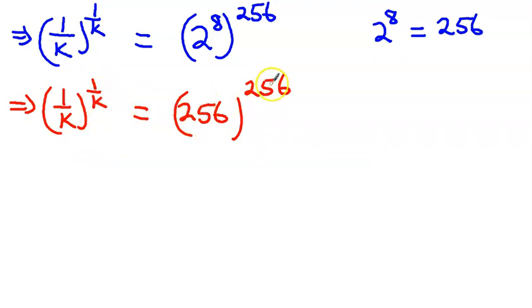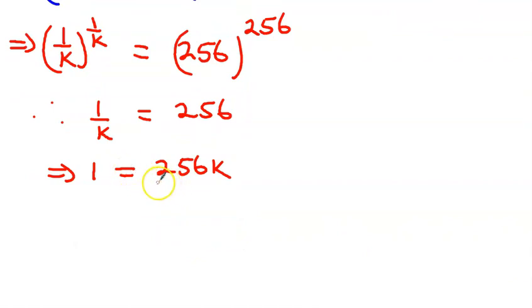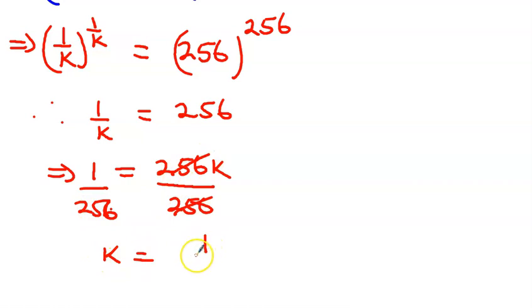See, 1 over k will be equal to 256, and then the base here too. So therefore we can say that 1 over k will be equal to 256, and to find it we can cross multiply. 1 will be equal to 256k. We want to find k, so let's divide both sides by 256. This will cancel that, so that we have our k to be 1 over 256.